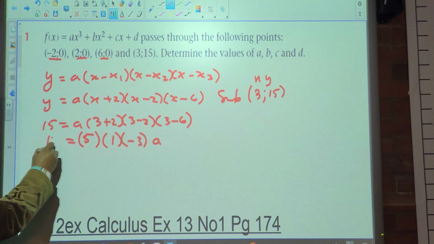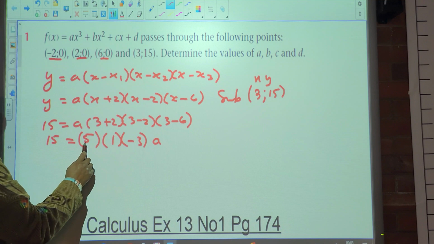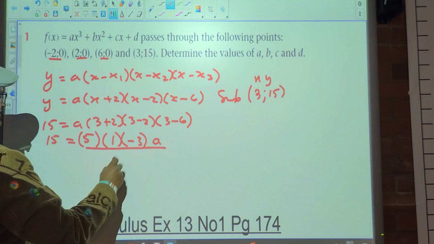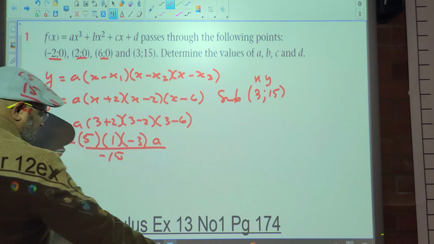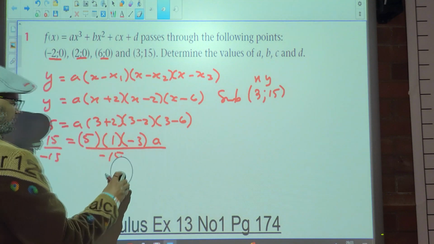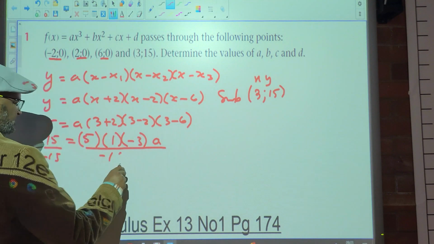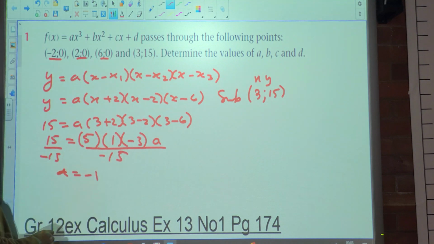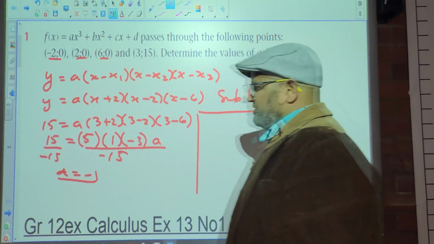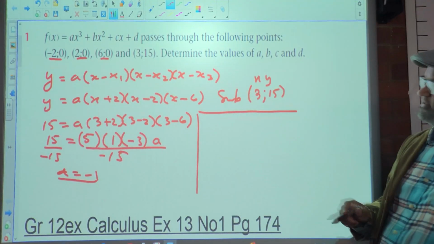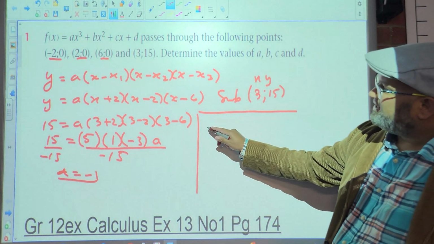This of course is going to be 5 times 1 times negative 3. So 15 is equal to a times negative 15. Negative 3 times 5 is negative 15, not so? Divide by negative 15 on both sides, which gives me an a value of negative 1. But have I answered the question? I've only got a so far. Not so.